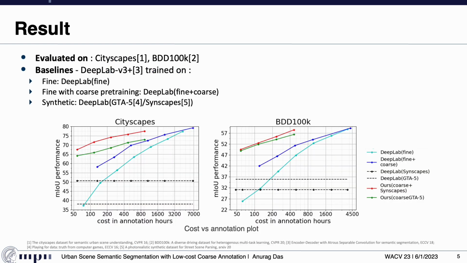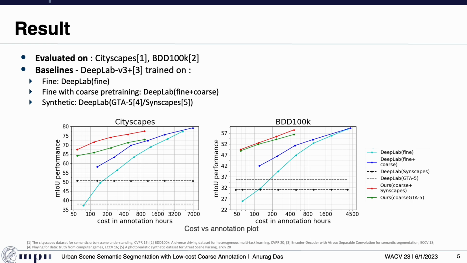In this slide, we discuss the results of our method. We evaluate our method on the Cityscapes and BDD100k datasets. Our baselines are DeepLab v3 plus trained on fine data, which is DeepLab fine; with coarse pretraining, which is DeepLab fine plus coarse; and synthetic, which is DeepLab GTA and Cityscapes.